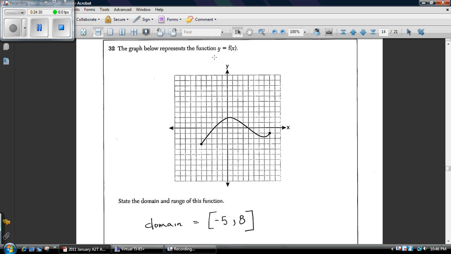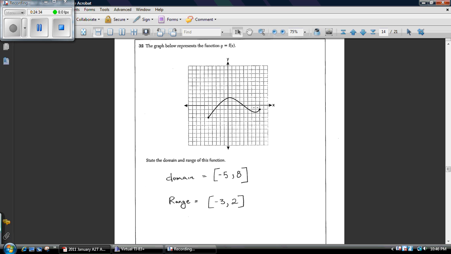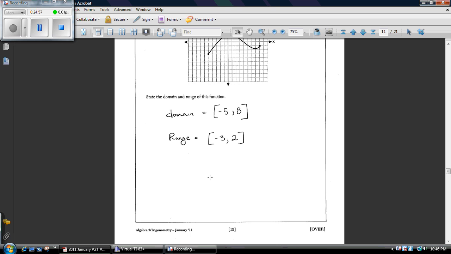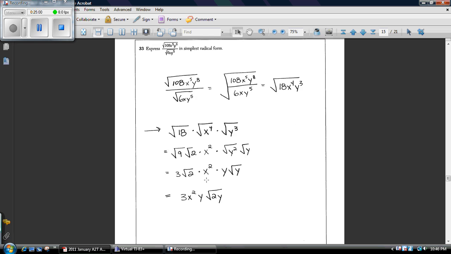The graph below represents this function, and they're going to ask you about the domain and range. The domain is where the function exists from left to right. This function exists from -5 to 8, and it's a hard bracket because these are closed circles. And it exists from -3 to 2 up and down. That's what the range means, up and down. These are also filled in. There's no holes.